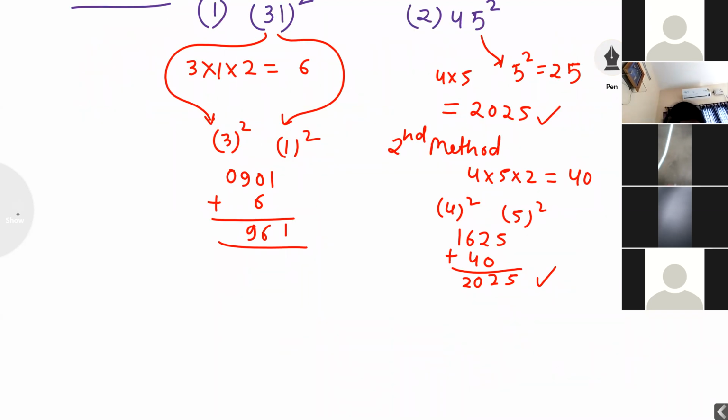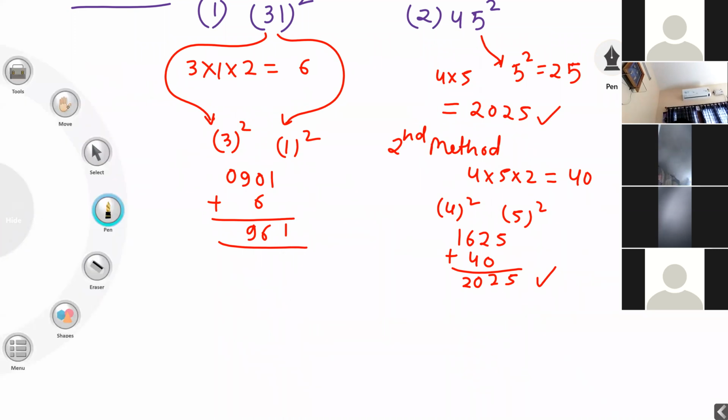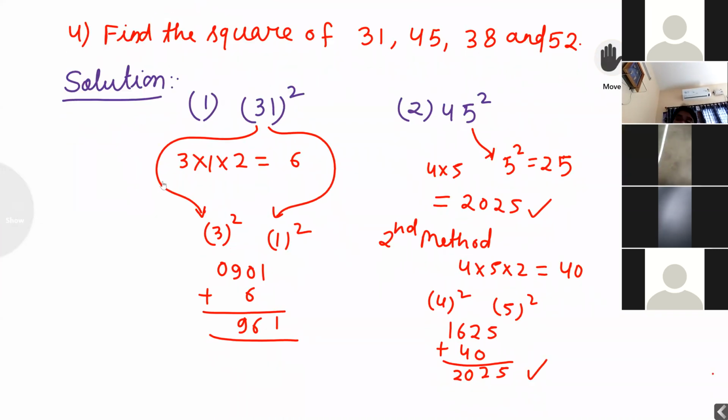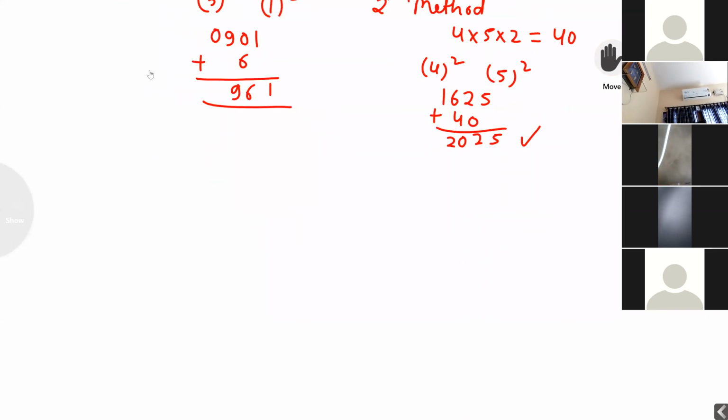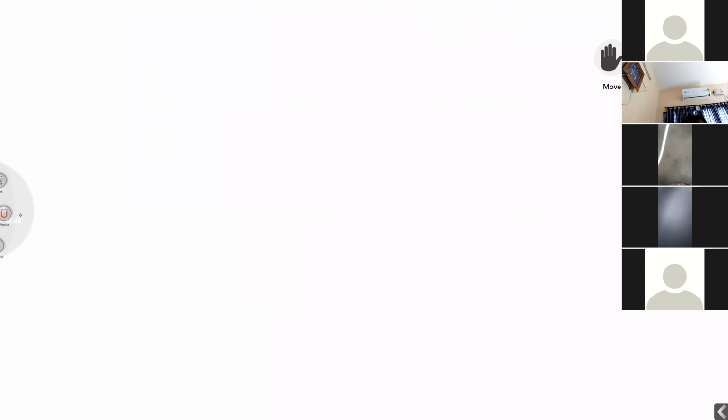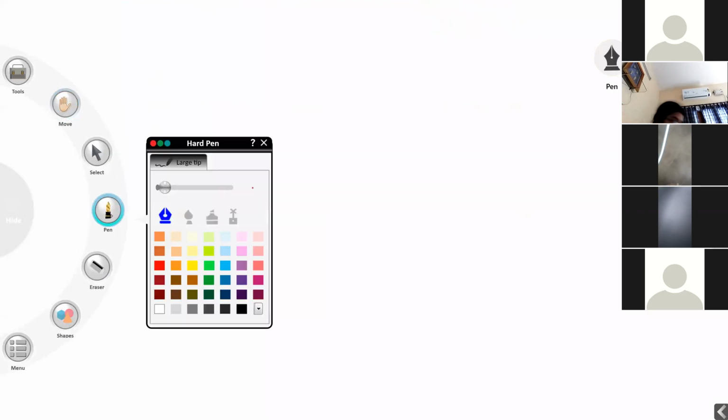Yeah, what is third question? Third question I have given 38 and 52. Third question 38. I want to find out square of 38. How to find, student? I will multiply 3 into 8 into 2. What answer has come? 48. Yes.